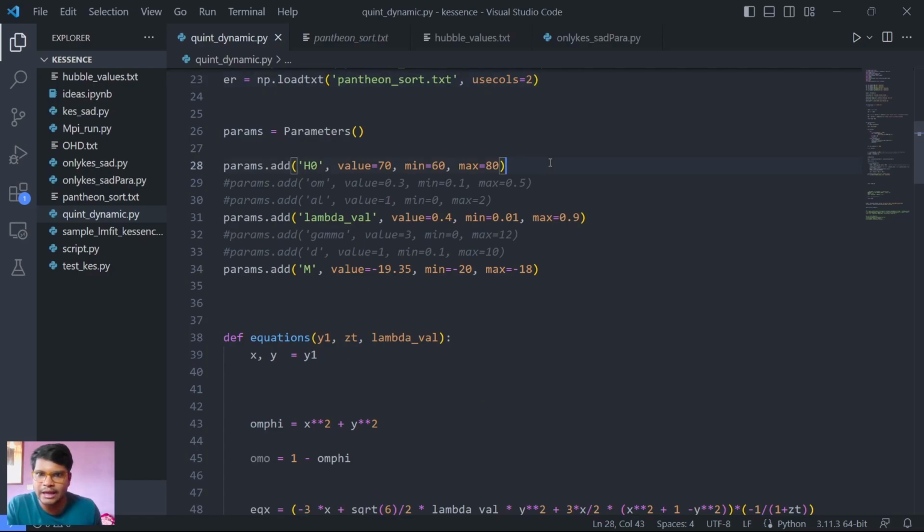So for example, in our model we have H0. We have said that this value should come around 70.